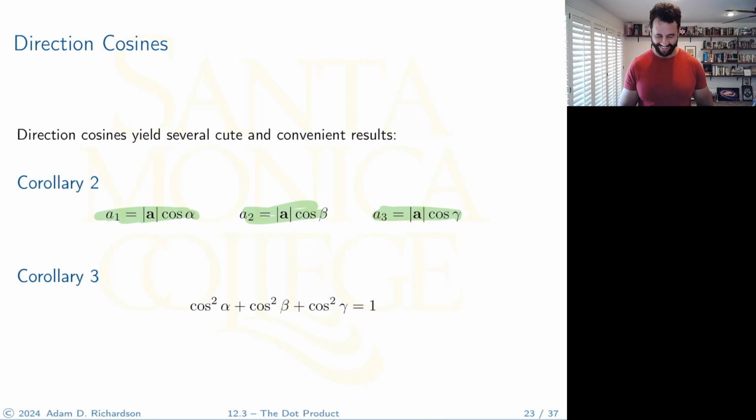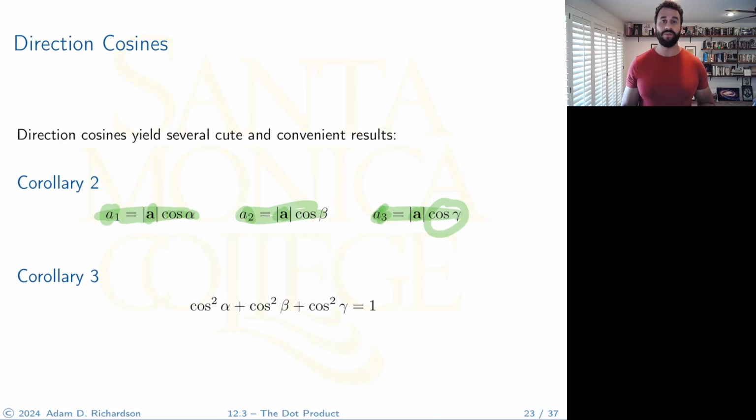There it is. So the x component is the length of A times the cosine of the angle that the vector makes with the x-axis. The y component is the length of A times the cosine of the angle the vector makes with the y-axis. The z component is the length of A times the cosine of the angle that it forms with the z-axis, right? Makes sense.